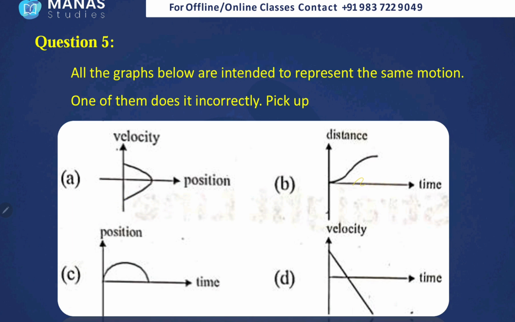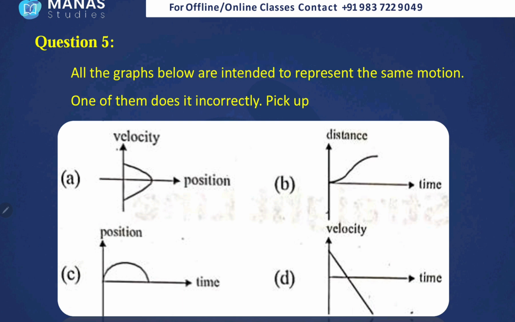The second is time and distance. Time is increasing, distance is also increasing and becoming constant. Another one is position increasing as time is also increasing. And the last one is velocity decreasing with time and its direction is also changing. So which one will be the correct answer for us?